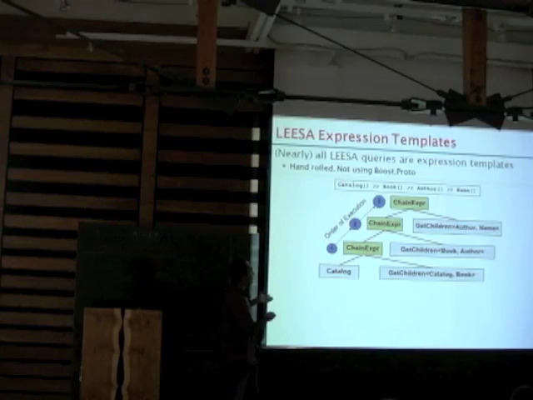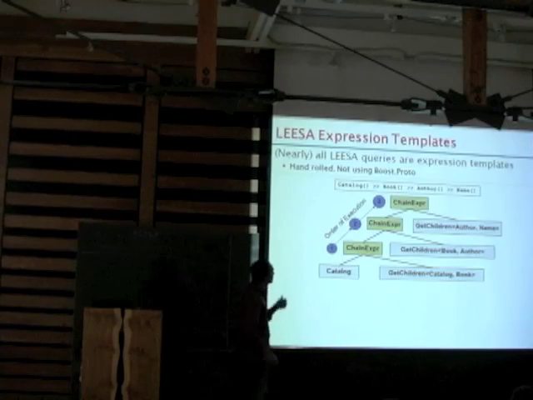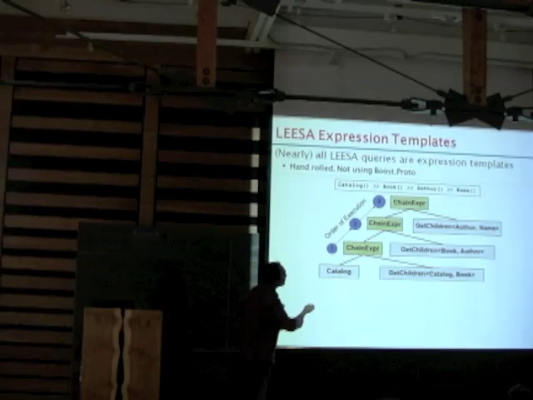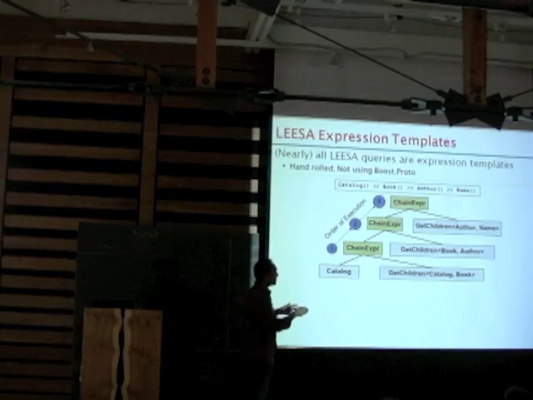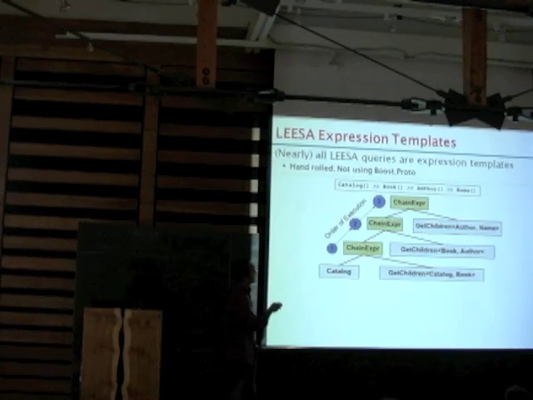So you start with a catalog, and getChildren is going to return you a vector of books. Then you take that and pass it here, and you get a vector of books. Sorry, you pass it in here. Is that wrong? No, okay. So you pass a vector of books to this getChildren, and you will get a vector of authors for every book in the vector, and that's how it continues.